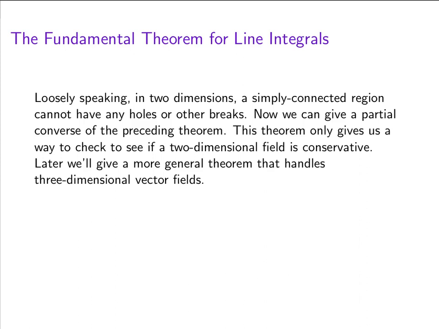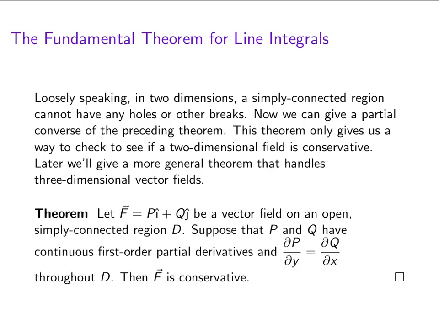All right, so here's the theorem. The theorem says that if we have a vector field defined on an open, simply connected region D, and that its components have continuous first-order partial derivatives, and if we know that ∂P/∂y is equal to ∂Q/∂x, then we know that the field is conservative. So essentially, this equation right here does in fact give us a useful check to make sure that the vector field is conservative. Okay, that's all for now.